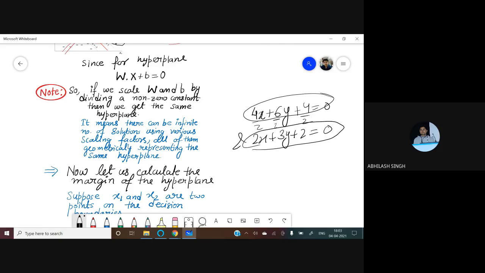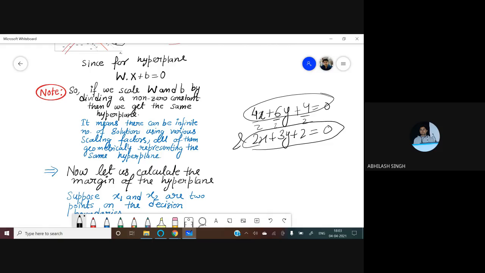Although we started from selecting one hyperplane from an infinite number of hyperplanes, we selected the hyperplane which provides us the maximum margin. Now, once we have calculated the maximum margin, we get to know that for different scaled values of W and B, and when I say scaled, both parameters must simultaneously be scaled by the same number.